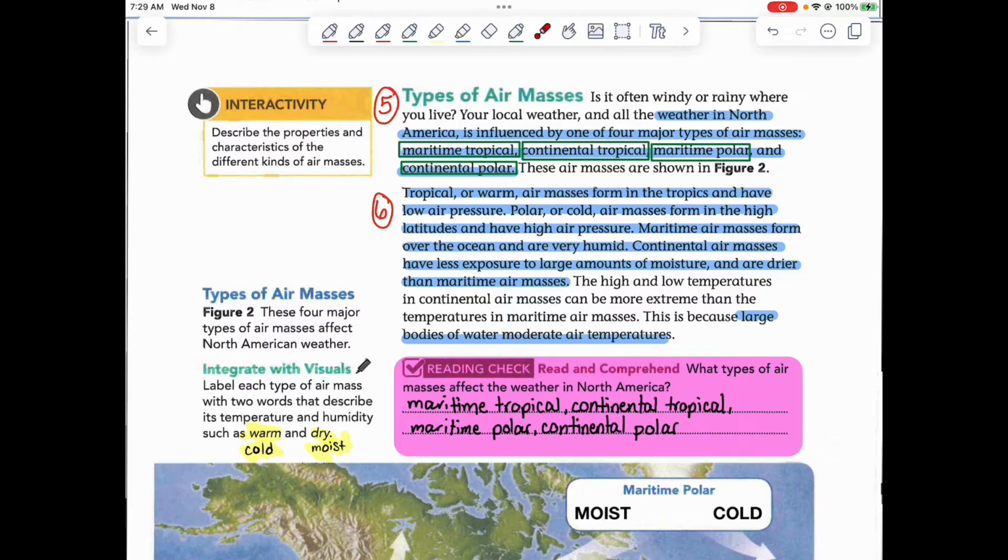I did highlight one other thing. At the very end, I highlighted large bodies of water moderate air temperatures. So think of it like moderating, being controlling, or having an impact on them also.